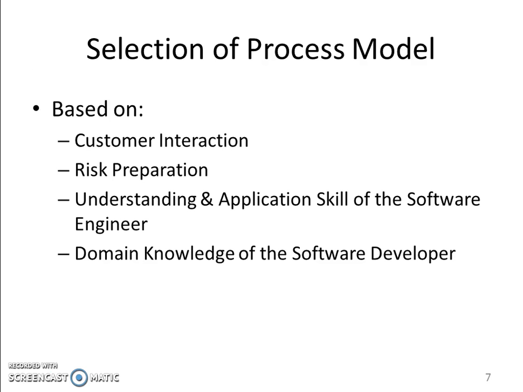We will now understand the selection process of models which are used for development, or selection of process models. It is based on customer interaction. If the customer is going to be available for discussion or interaction more number of times, the spiral model will be suggested. If the risk for preparation of the software is high, the spiral model will be suggested. If it is very low, then we will be considering the linear model. Or in other words, whenever the software development has minimal risk, we will be using the linear development. Understanding and application skills of the software engineer, if they are very high, the spiral model will be used.